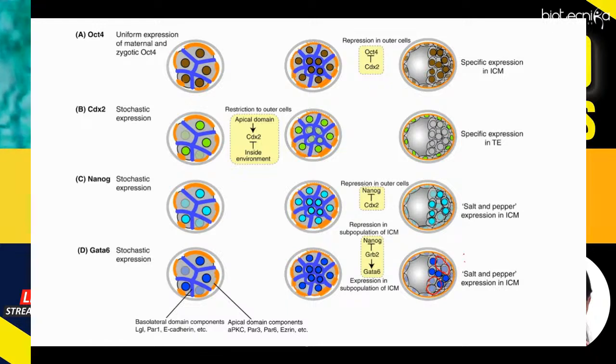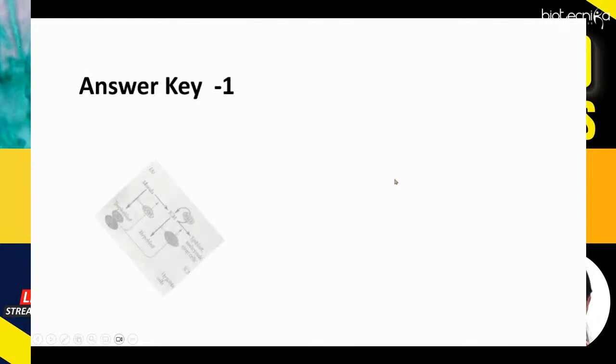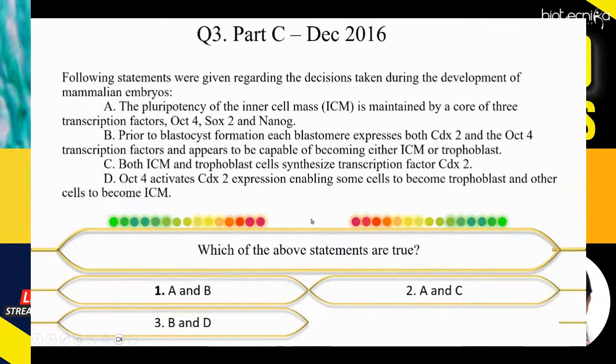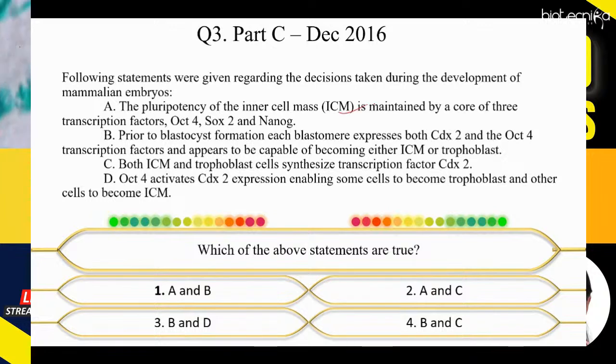So nanog and GATA6 show a salt and pepper expression. Whichever cells have GATA6 will not have nanog. Whichever cells have nanog will not have GATA6. And anyway, in the outer cells, neither nanog nor GATA6 is present. So the answer is option 1. Yes, Sarita, you're right. It is talking about the pluripotency of the inner cell mass. We know the inner cell mass gives rise to all the embryonic cells.